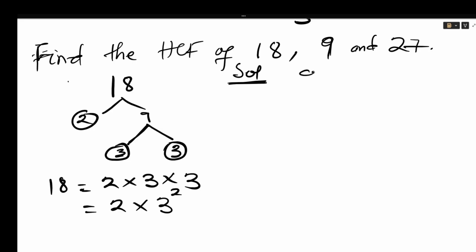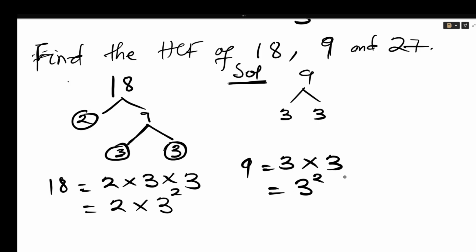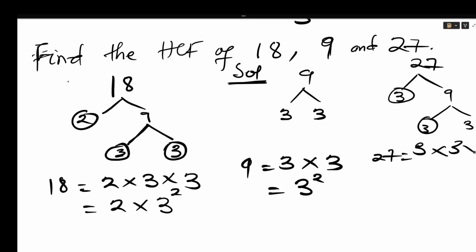Good. 9, I believe we already saw it in the previous example, is strictly 9 equals 3 times 3, and that is 3 squared. And for 27, we have 3 dividing into 9 and 3 and 3. So 27 is equal to 3 times 3 times 3, and that is 3 raised to the power 3. So that is the first step.